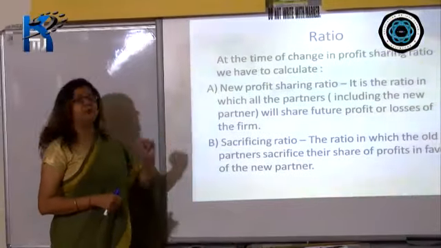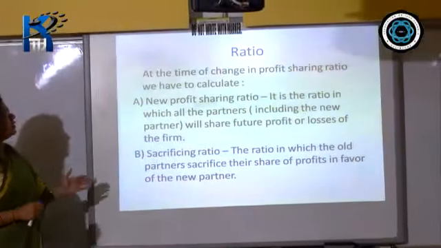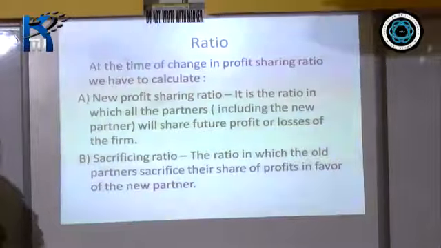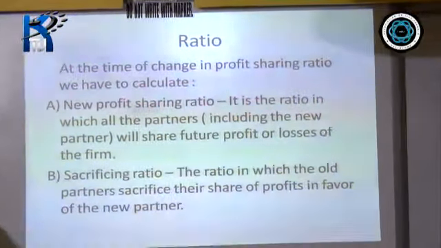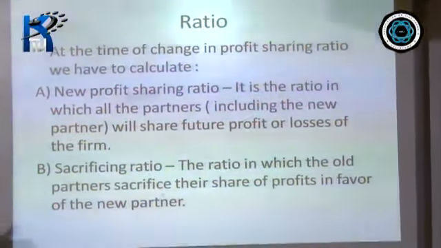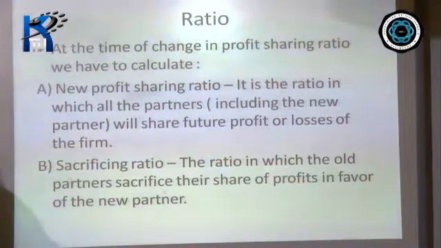First is the new profit sharing ratio. This is the ratio in which all the partners, including the new partner, will share future profit and losses of the firm.